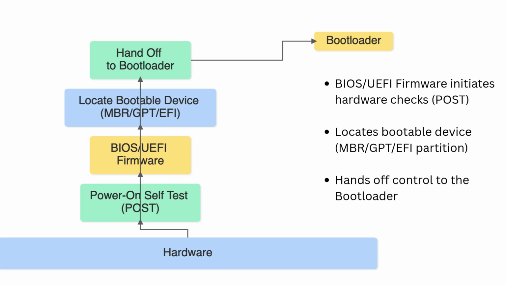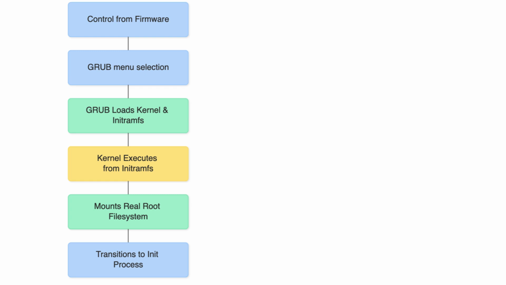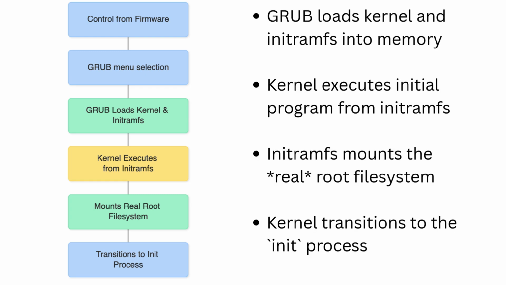Once the firmware passes control, the GNU Grand Unified Bootloader, or GRUB, takes center stage. GRUB is incredibly flexible, capable of booting various operating systems and even supporting complex boot scenarios. It presents a menu, allowing you to choose which kernel to boot or even pass specific boot parameters. After your selection, GRUB's primary role is to load the Linux kernel image and an initial RAM disk, known as initramfs, into memory.